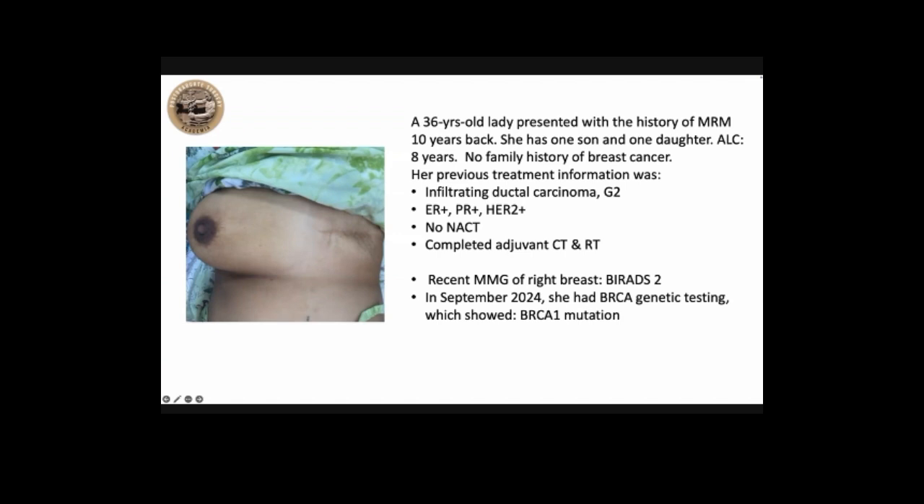As the patient has previous history of MRM, I will advise her for genetic testing, that is BRCA 1 and 2. As the patient has BRCA1 mutation, I will.